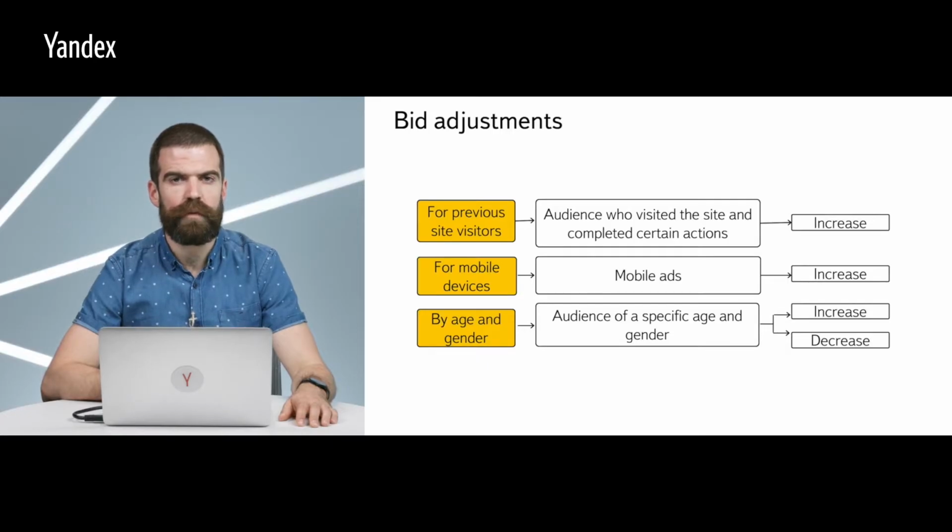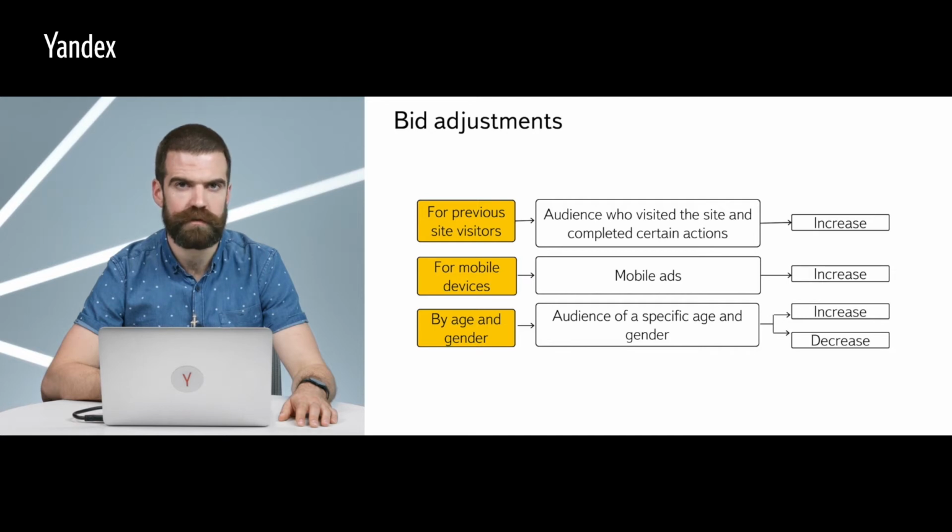Bid adjustments are one of the main points in your ad campaign settings. We recommend applying bid adjustments to your target audience if you aren't doing so already. Let's say that you are interested, for example, in users who visited your site and completed certain actions. To attract as much of this audience as possible, you can apply a positive bid adjustment so that ads for these users appear in higher positions.